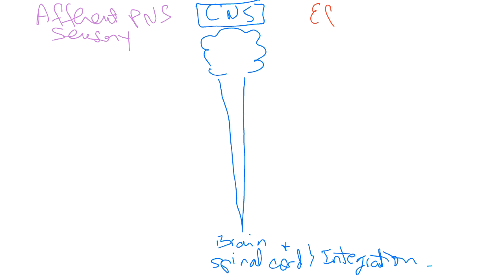So the PNS has two divisions, motor and sensory. So the two parts of the nervous system are CNS and PNS. And then PNS is divided into two parts, afferent and efferent PNS divisions, or sensory and motor PNS divisions. So the afferent division is the one that collects information. And the organs that collect information are going to be called receptors. And these are neurons.